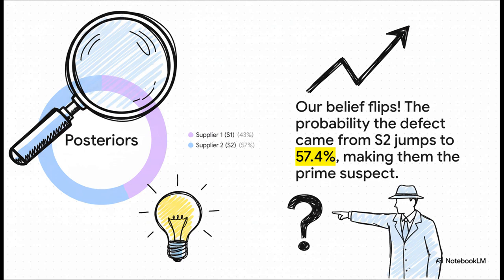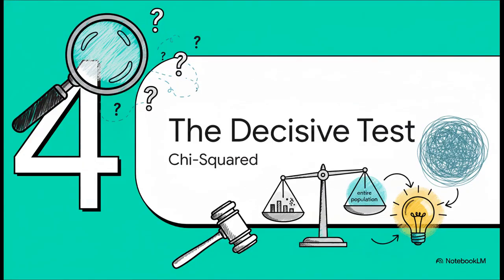And check this out. This shows the power of Bayes' rule perfectly. After finding that one single bad part, our belief completely flips. The probability that the defective part came from supplier 2 jumps from just 35% all the way up to over 57%. We've updated our belief with evidence, and suddenly S2 is our prime suspect. So, finding clues and updating our suspicions based on the data we have, that's one thing. But what if we want to make a really definitive conclusion about the entire population? Well, for that, we need to take our case to a kind of statistical trial.